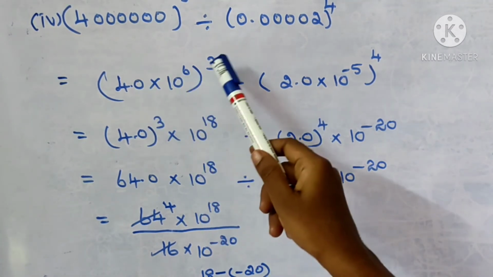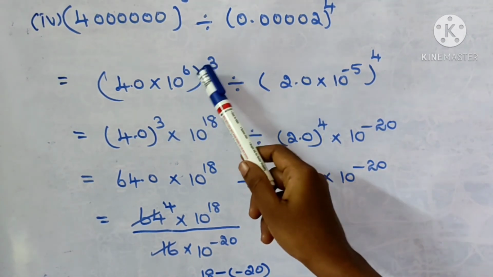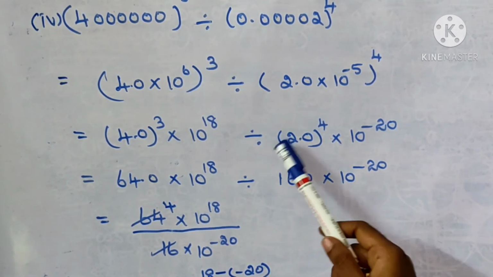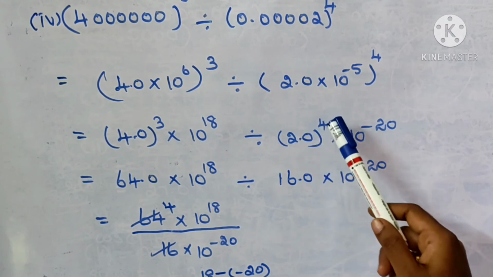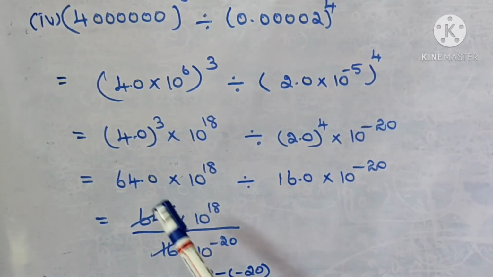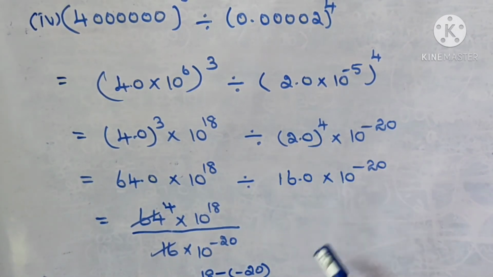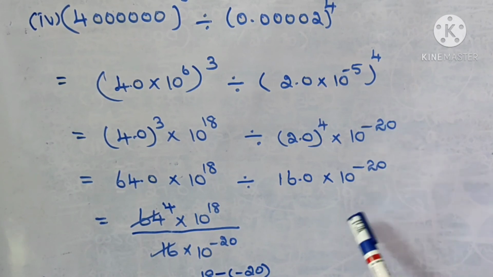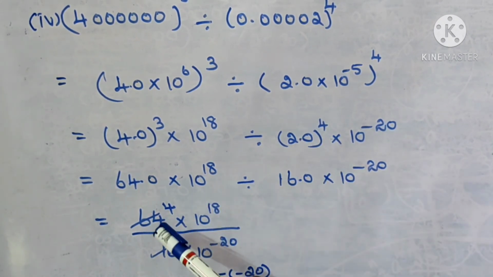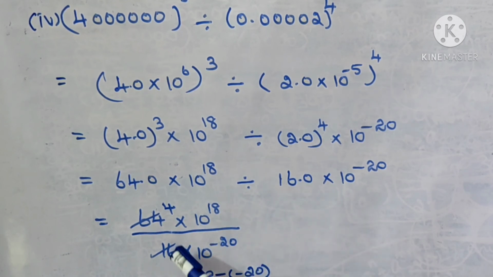Now you split the number using these powers. 4.0 the whole cube into 10 power, you find out the product of the power, 18, divided by, here also 2.0 the whole power 4 into 10 power minus 5 into 4 is minus 20. Then 4 cube is 64 into 10 power 18, 2 power 4 is 16, 10 power minus 20. Write the fraction form. So 64 into 10 power 18 by 16 into 10 power minus 20. So 16 4s are, we get 64.